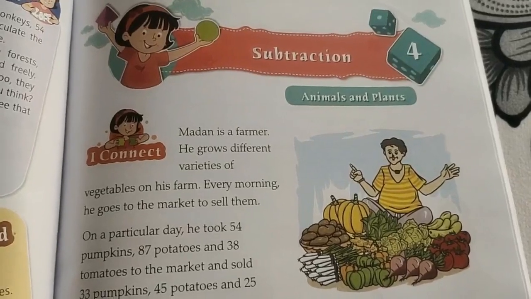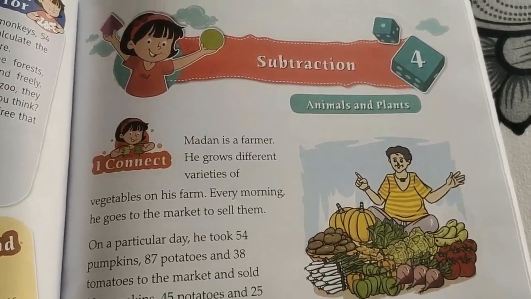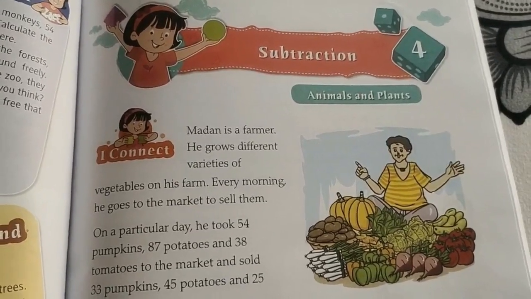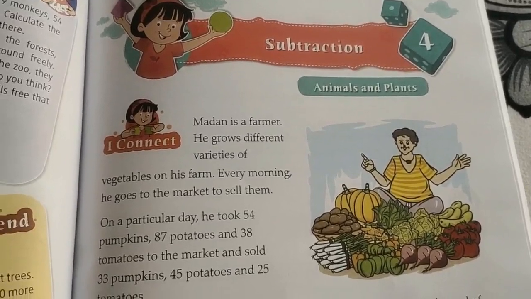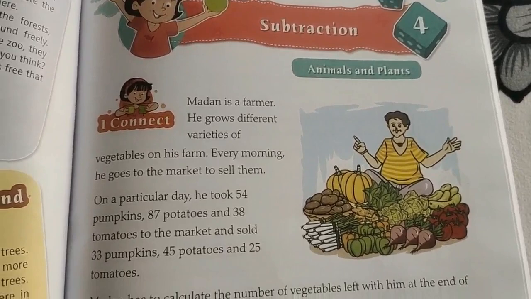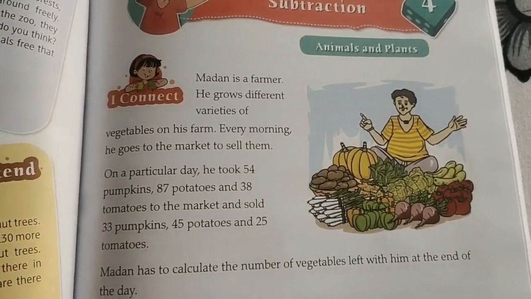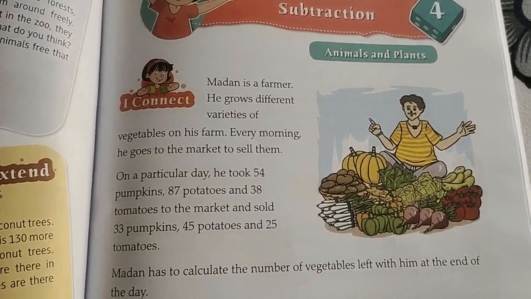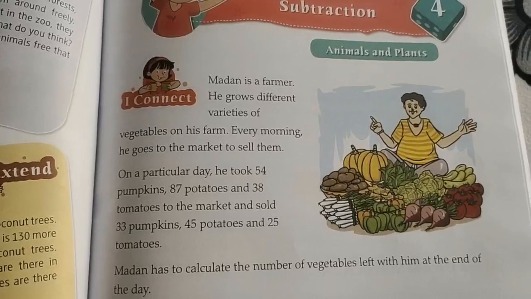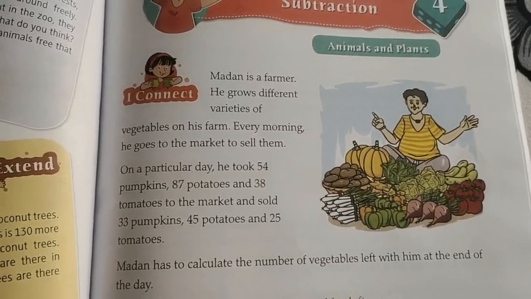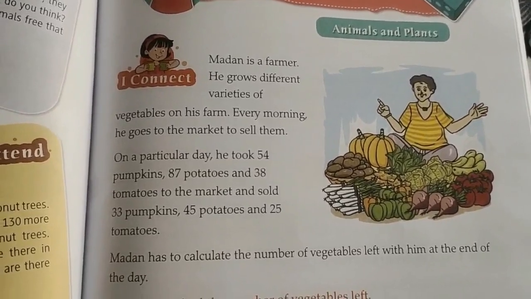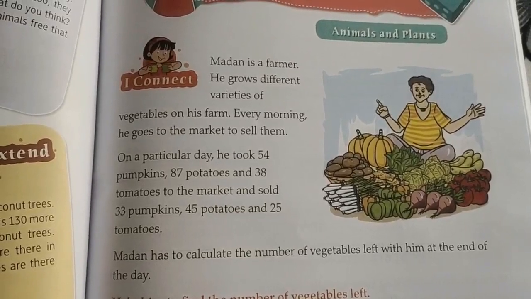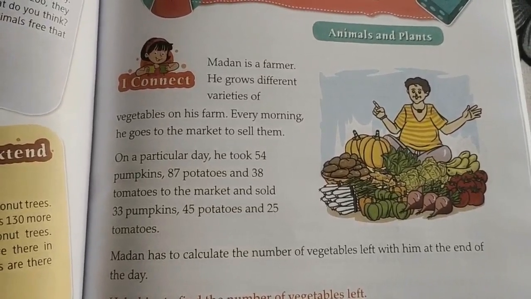In the last class we started chapter number 4, subtraction, and the theme is plants and animals. We did some activity and solved the number line. Now we'll move forward to the textbook and read this sum. In the first line we start: Madan is a farmer. He grows different varieties of vegetables on his farm. Every morning he goes to the market and sells them. So Madan is a farmer. Where is he going daily? He is going to his farm.